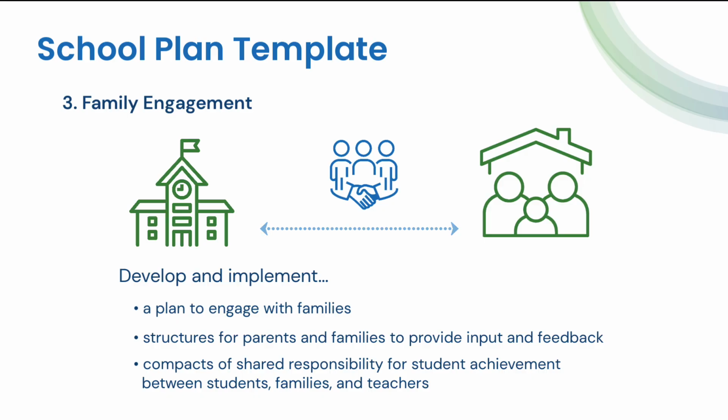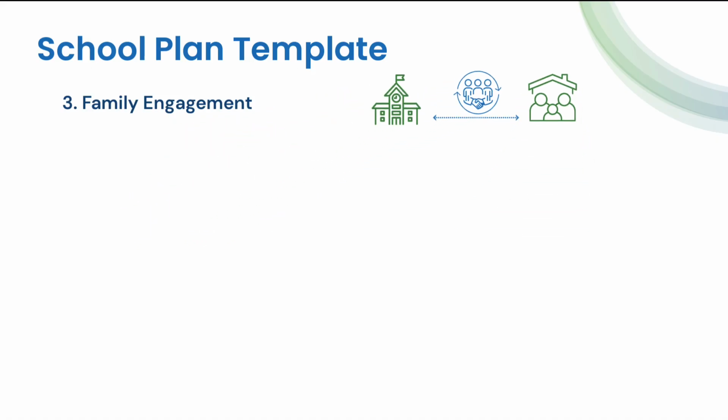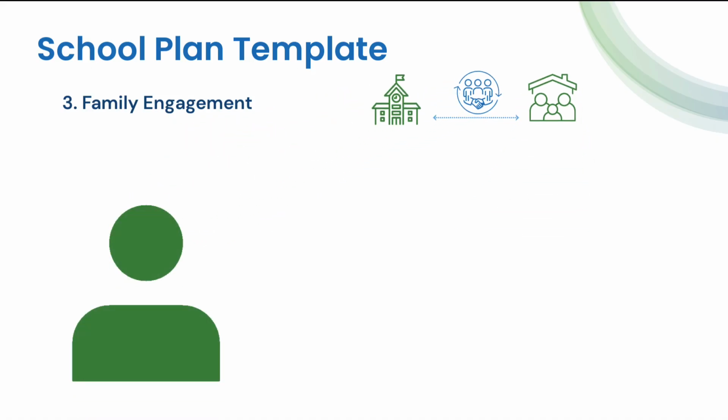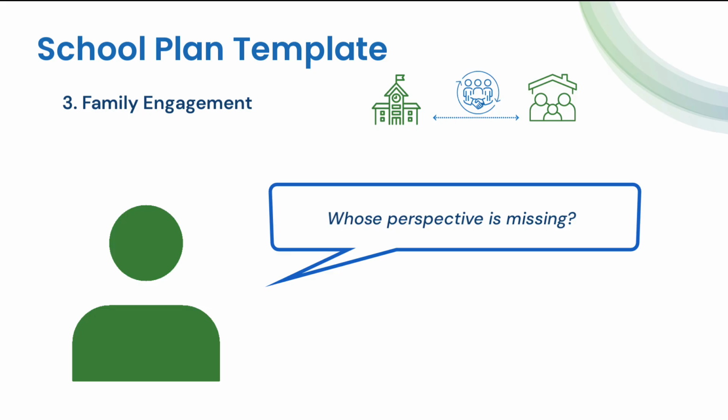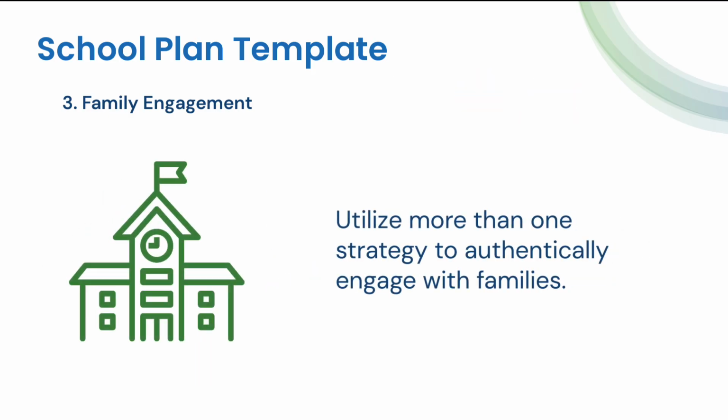Engagement is not a one-time event, but an ongoing process. Authentic and meaningful engagement is an iterative process where leaders must continually ask, whose perspective is missing? Then, inclusive processes and actions must follow that build trust and respond to community needs and assets. To be most effective, and to ensure that no one is inadvertently left out, schools should utilize more than one strategy that authentically engages families.